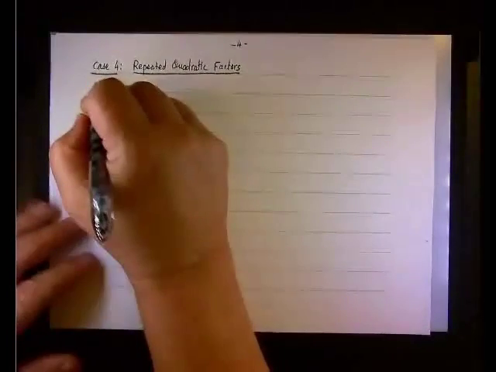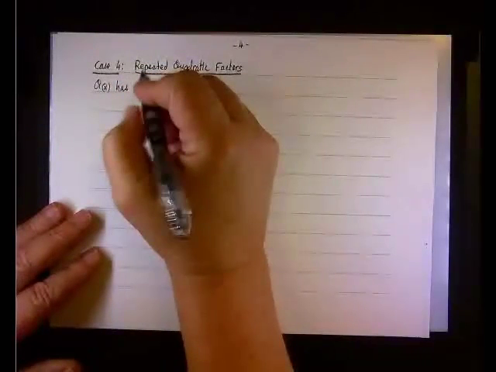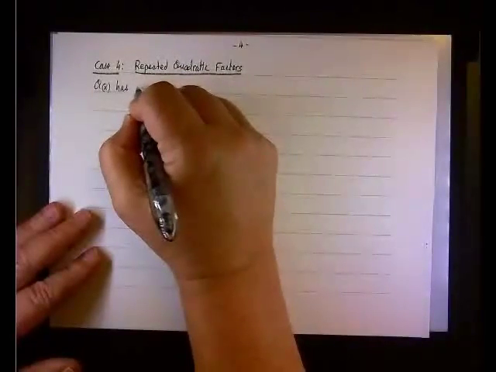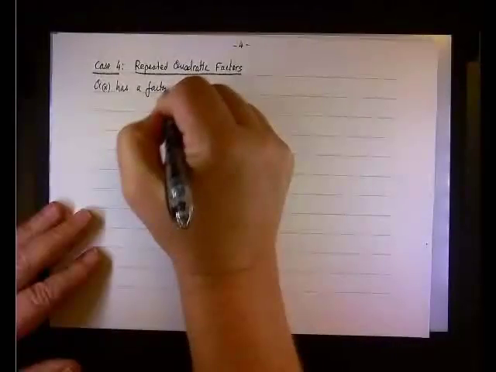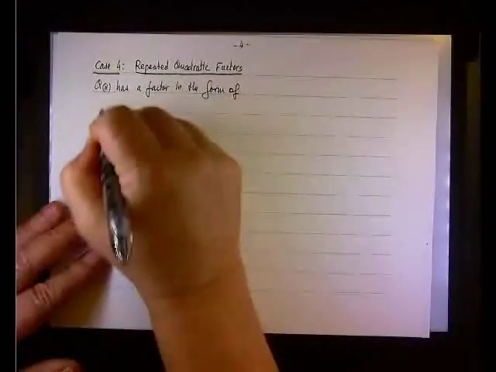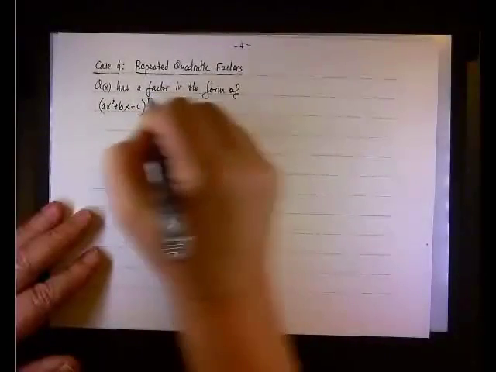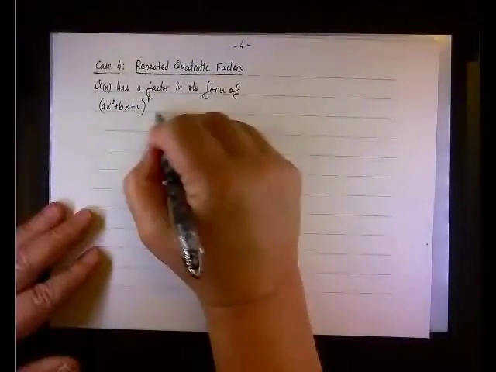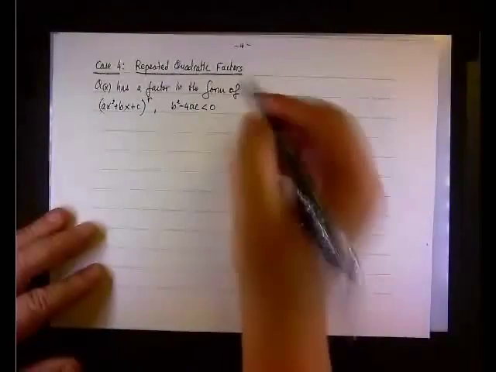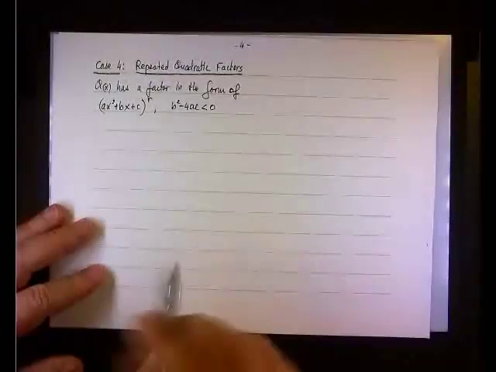let's say Q of x has a factor in the form of (ax squared plus bx plus c) raised to the power of r. Again, b squared minus 4ac, the discriminant, is negative. Okay? In this case, we can write the function as a sum.